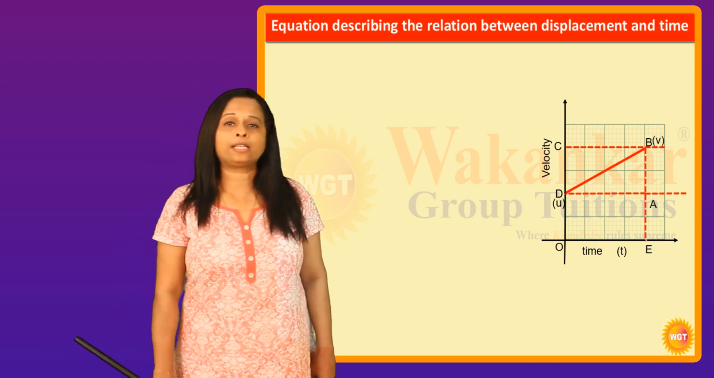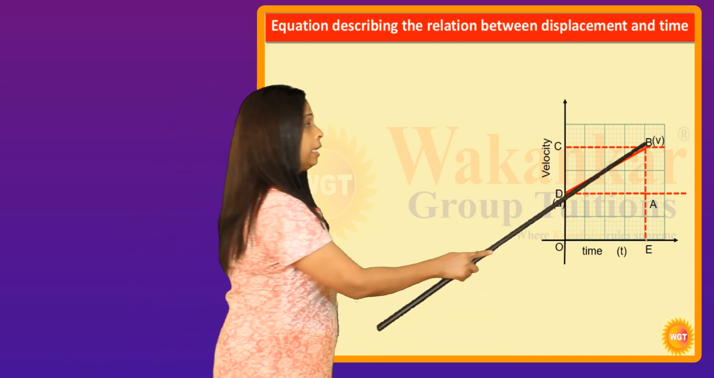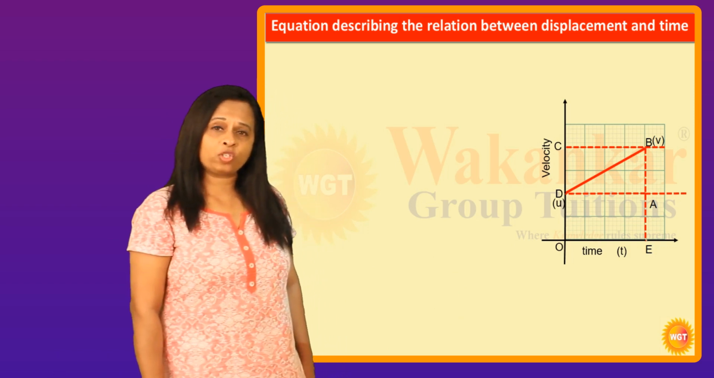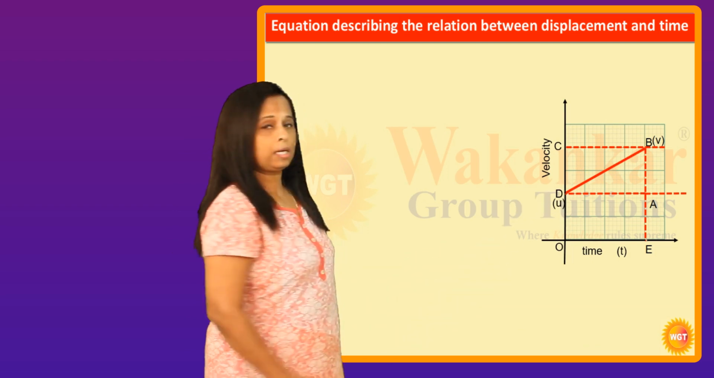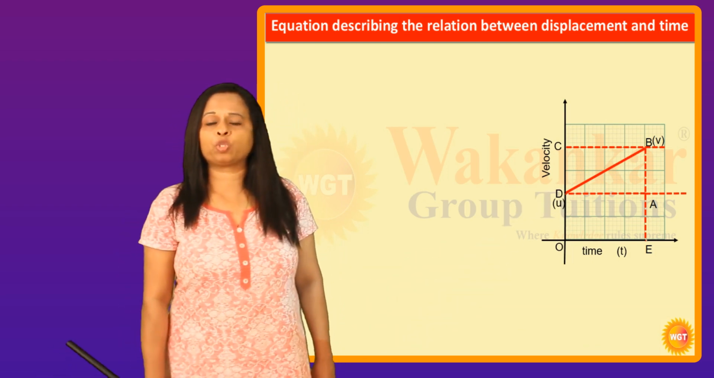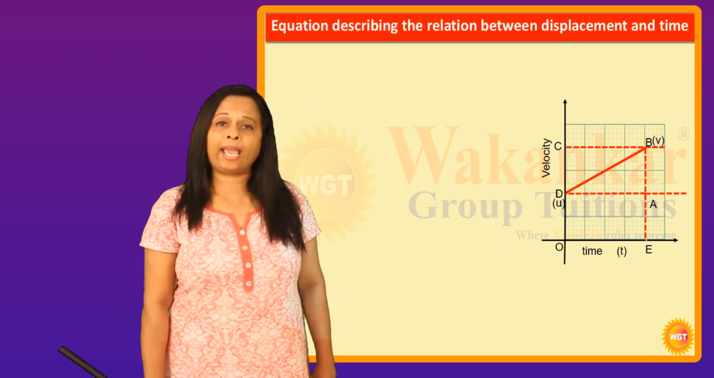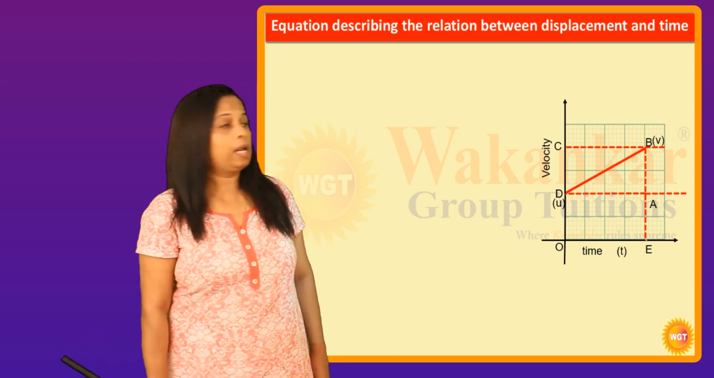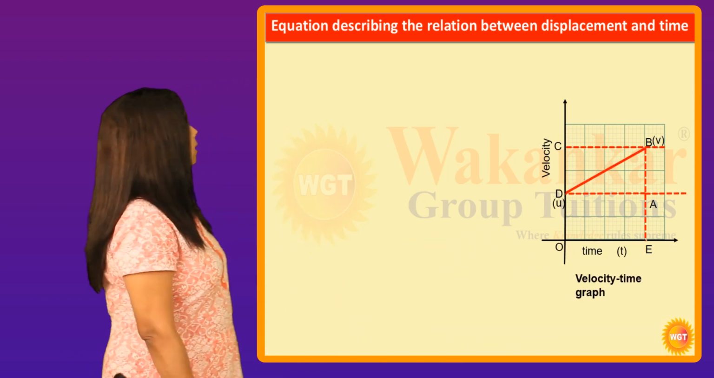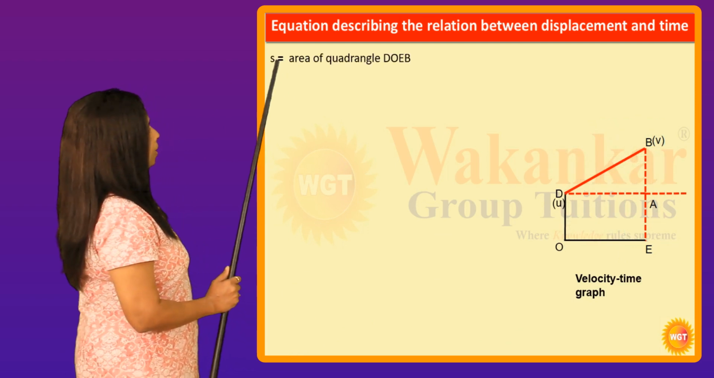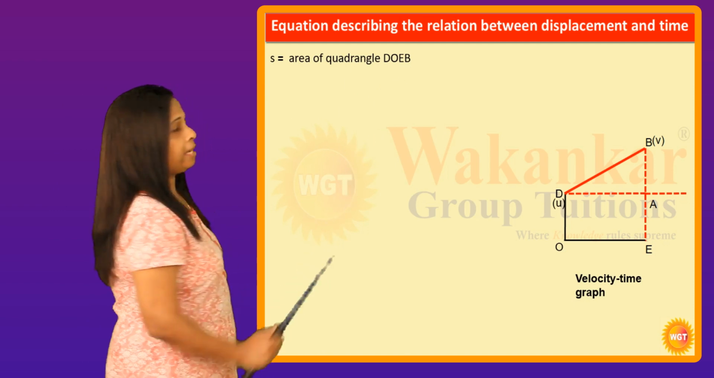under the velocity time graph. What is the velocity time graph over here? It is DB. What is the enclosed figure under the velocity time graph? DOEB. So, to find the displacement of an object is nothing but to find the area of quadrilateral DOEB. Let us see. s equal to the area of quadrangle DOEB.